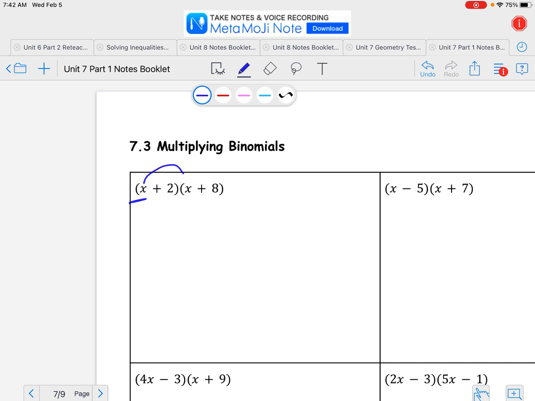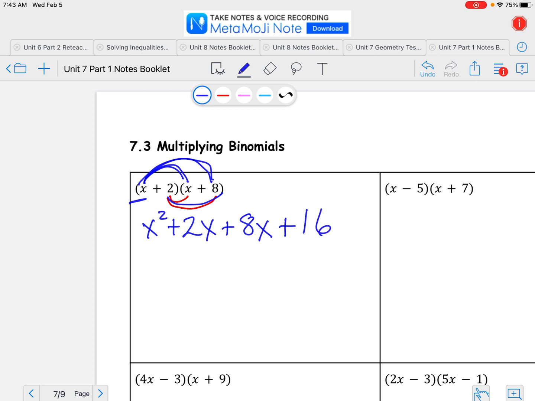So this x has to be multiplied by both x and 8. This 2 has to be multiplied by both x and 8. So let's try this. X times x is x squared because we add the exponents, multiply the coefficients. 2 times x is 2x. X times 8 is 8x. And 2 times 8 is 16.